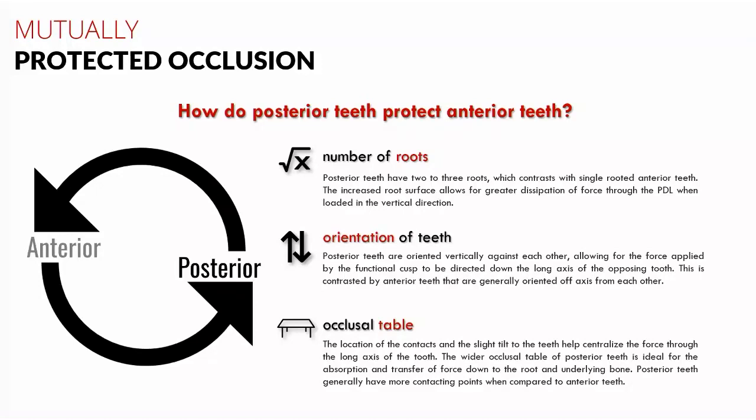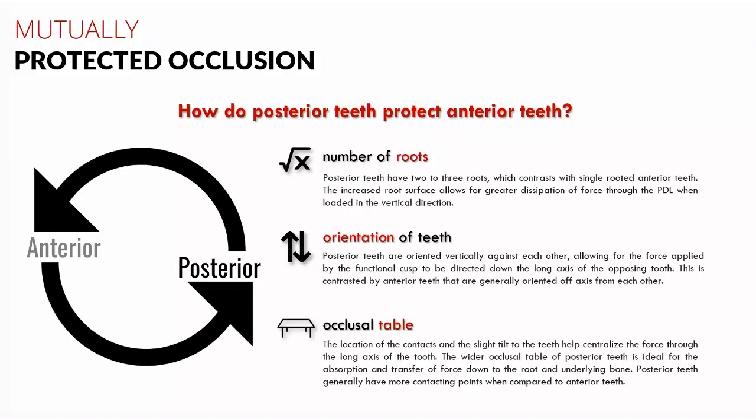This is contrasted by anterior teeth. They're generally oriented off axis from each other, okay? And then lastly, the occlusal table. The location of the contacts and the slight tilt of the teeth helps centralize the force through the long axis of the tooth. The wider occlusal table of the posterior teeth is ideal for the absorption and transfer of force to the root and underlying bone. Posterior teeth generally have more contacting points when compared to the anterior. Okay? All right, so let's do the reverse.